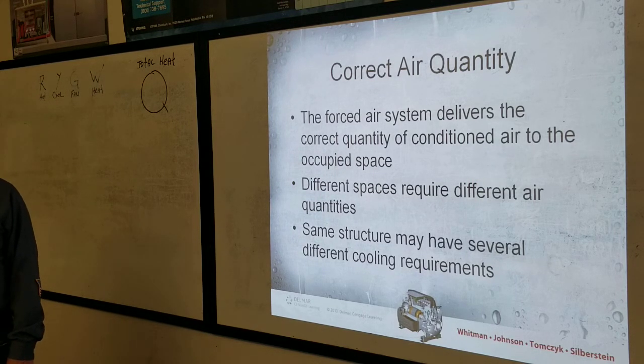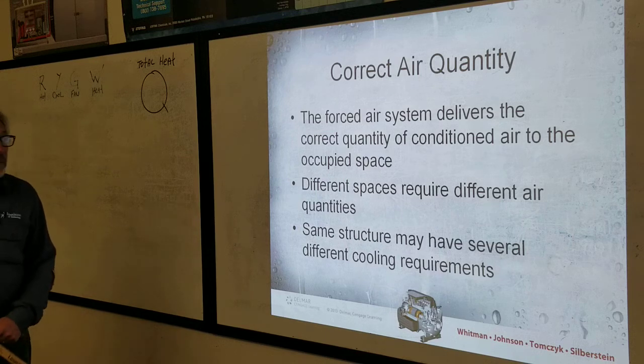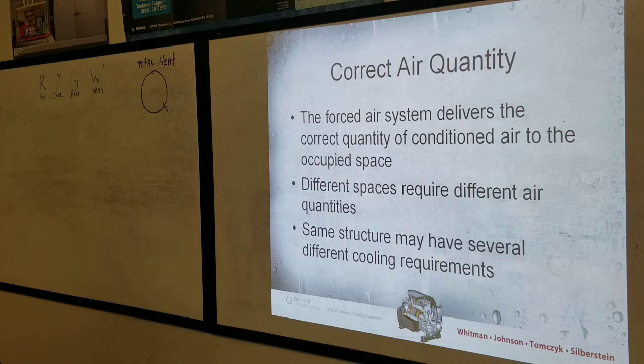Correct air quantity. The forced air system delivers the correct quantity of conditioned air to the occupied space. Different spaces require different air quantities. The same structure may have several different cooling requirements.